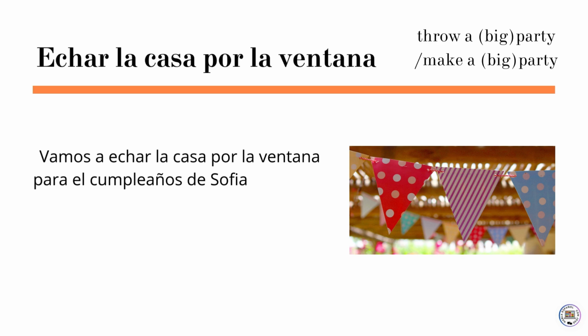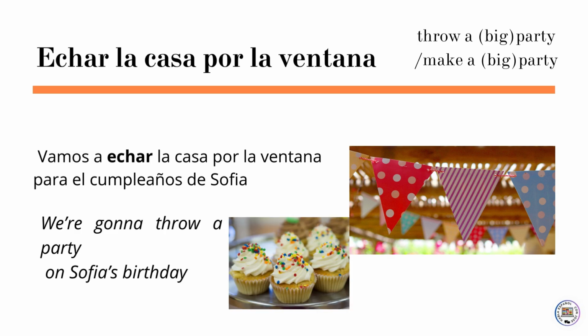Vamos a echar la casa por la ventana para el cumpleaños de Sofía. Okay, in this case, we don't see the conjugation in the present tense or the past tense. We have the infinitive, echar, the same way as it was presented before. So maybe you are wondering why we have this form. In this case it is vamos a, so we are going to do something. So vamos a echar la casa por la ventana, we're going to throw a party para el cumpleaños de Sofía, on Sophia's birthday.